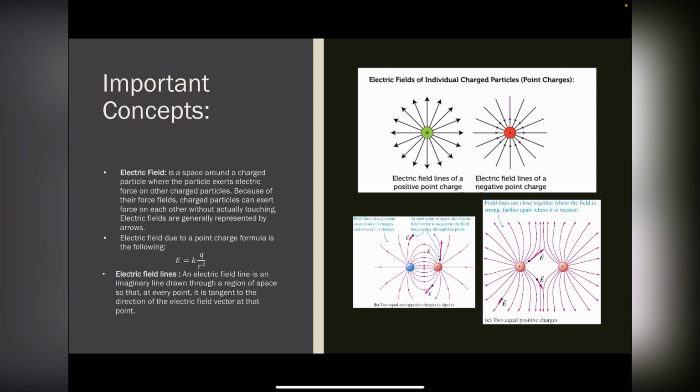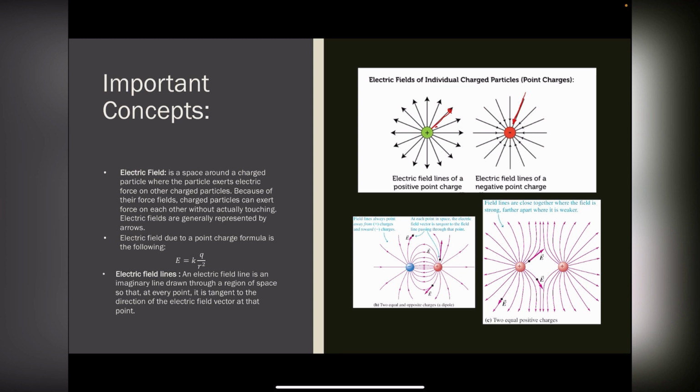Electric fields are generally represented by arrows. So we can see that in this picture. We have a positive charge and a negative charge. In a positive charge, the arrows go away from it, and in a negative charge, the arrows are coming in, just like it's demonstrated in here. Okay? So these are the electric field lines and the electric field.